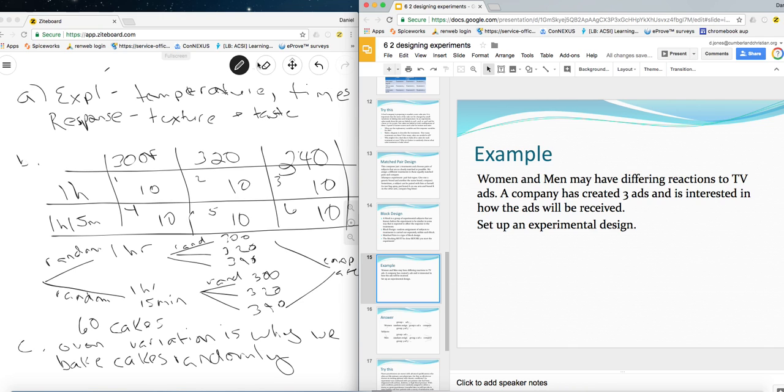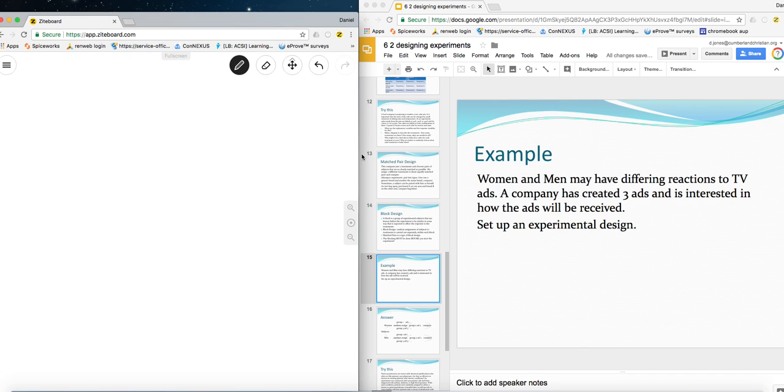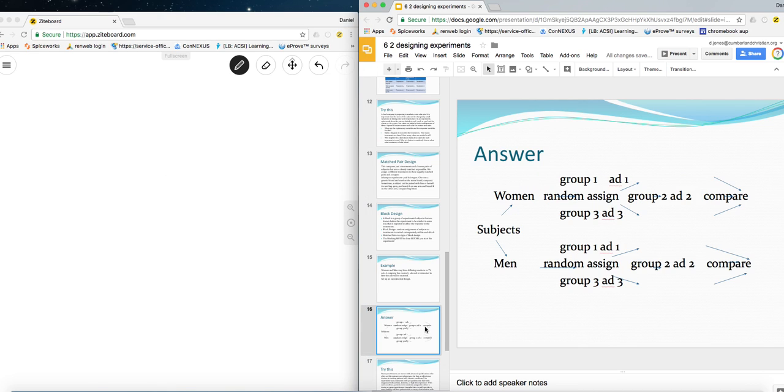All right, here's an example. Men and women have different reactions to TV ads. Some women will watch those public commercials and just start crying, and maybe some guys too, I don't know. But a company has created 3 ads, and it's interested in seeing how the ads are going to be received by males and females. And so we're going to set up an experimental design. Now, I had done this, and apparently when it went from PowerPoint to Google Slides, it went crazy. So I'm going to redraw that.